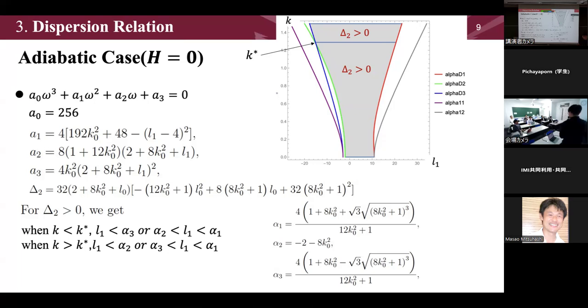Okay, so the previous criterion says that all of them should be positive. Let's see it one by one. If A1 is positive, we get this purple and gray line, and K and L1 should be in this region, between this gray line and the purple line. For the second one, A2 is positive means this green line. K0 and L1 should be greater than this green line, this red part.